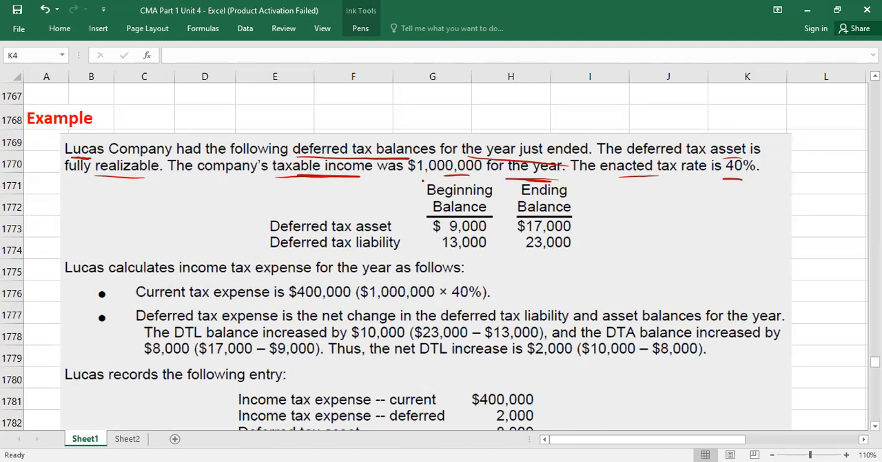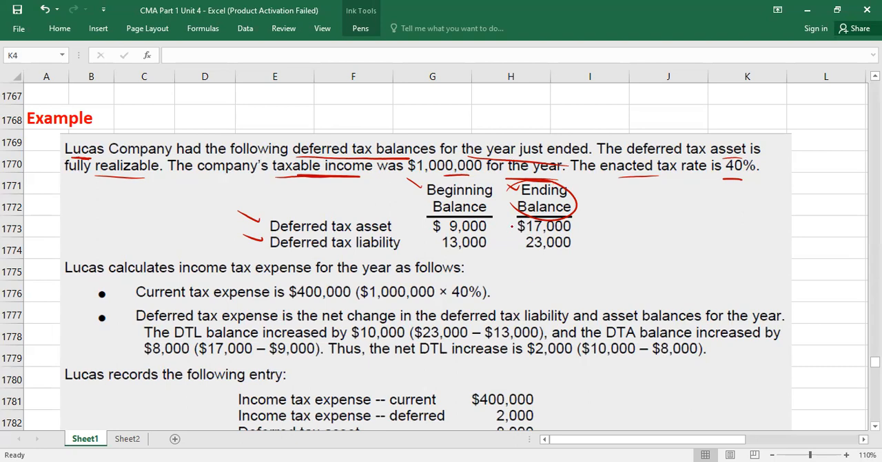And then they're telling you here beginning balance, ending balance of deferred tax assets and deferred tax liability. Please make one note. You will be provided with the beginning balances in most of the questions. You will be provided for sure. We will learn how to calculate ending balances. Beginning balances will be given. Ending balances you have to work out, how to calculate that I'll show you later. But here we are just dealing with the format.